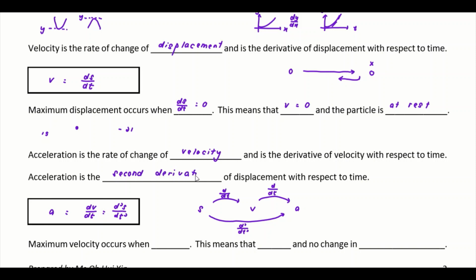Okay, so similar to maximum displacement, the maximum velocity occurs when dv/dt equals 0. We know that dv/dt is a, so at that time a is equal to 0, which means the particle reaches a certain maximum velocity. So there's no more change in velocity. It also aligns with what we say, dv/dt equals 0, so a is 0. There's no acceleration, meaning there's no change in velocity, because that's the maximum velocity already achieved.